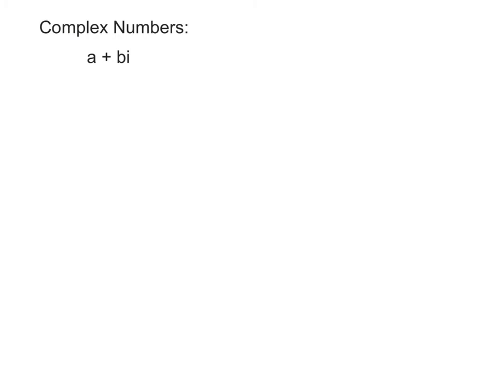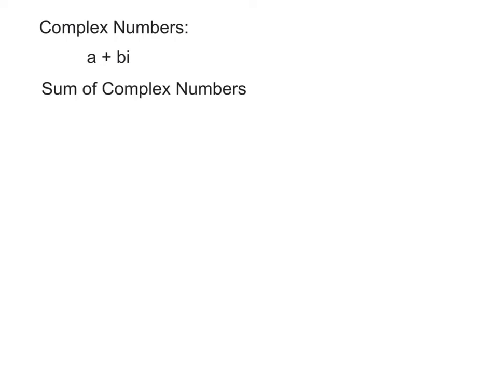Now, one thing that we need to remember is that any number can be written in the form a plus bi. A purely real number would be written a plus bi where b would be 0. So for a pure real number, b would be 0. For a pure imaginary number, a would be 0. Or a complex number where you've got a real part and an imaginary part is a plus bi, where neither a nor b is equal to 0.